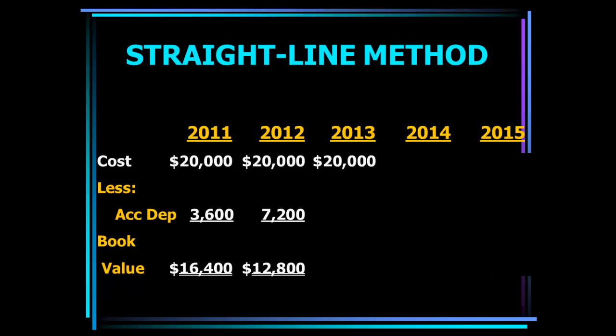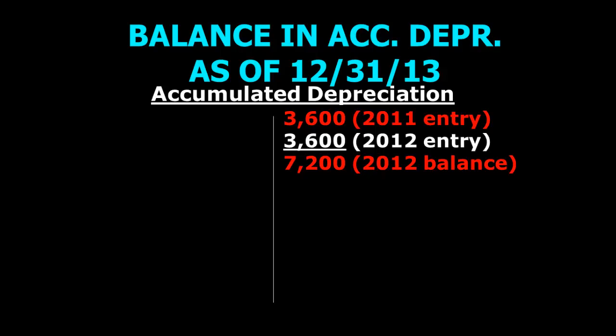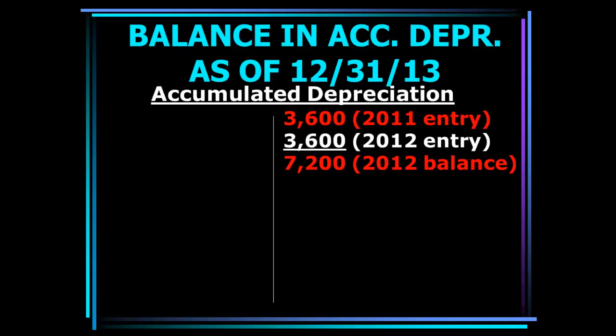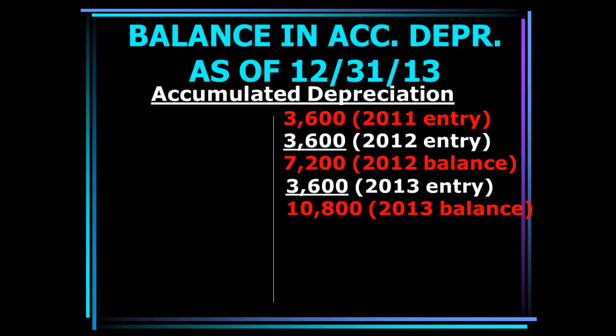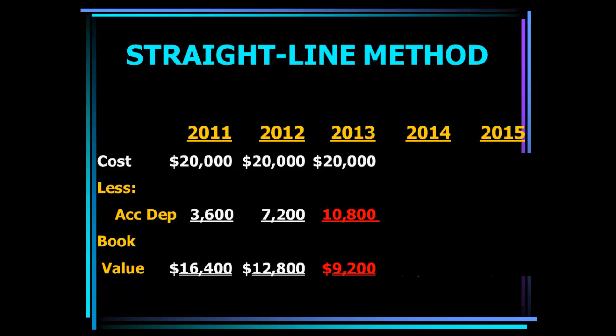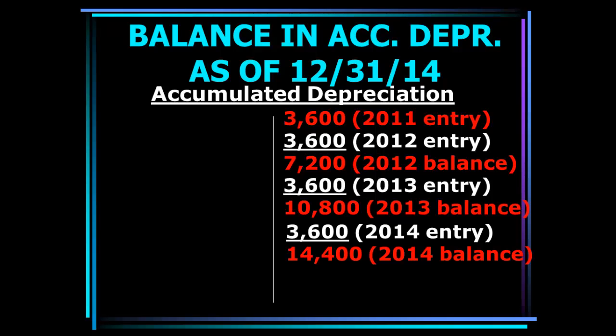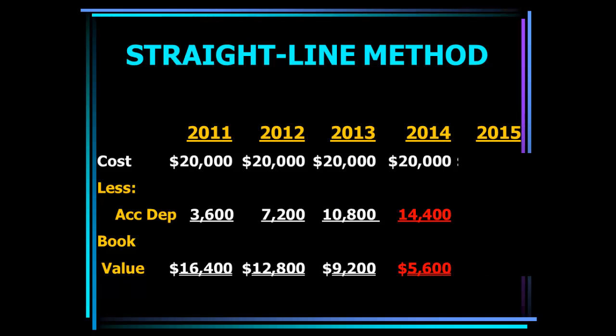Year 3, cost is still $20,000. My accumulated depreciation was at $7,200. I just credited it then for another $3,600. So right now my accumulated then is up to $10,800. Let's jump to the bottom. Calculate my book value. Well, it's $20,000 minus $10,800. Says my book value now is $9,200. How much accumulated depreciation do we have at the end of 2014? $14,400 at the end of 2014, giving me a book value of $5,600.